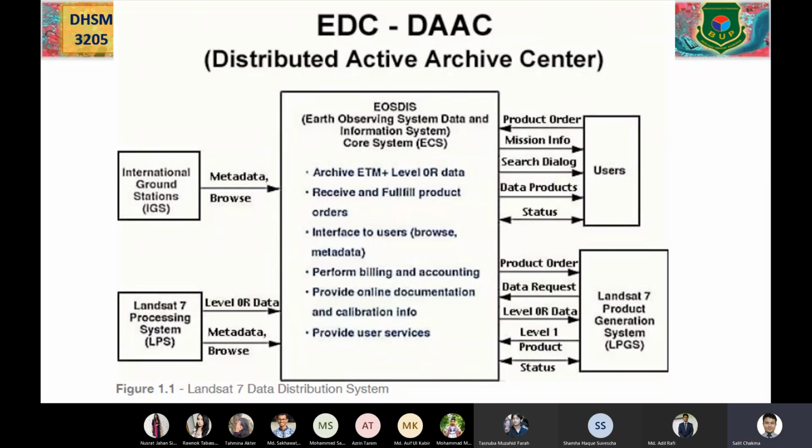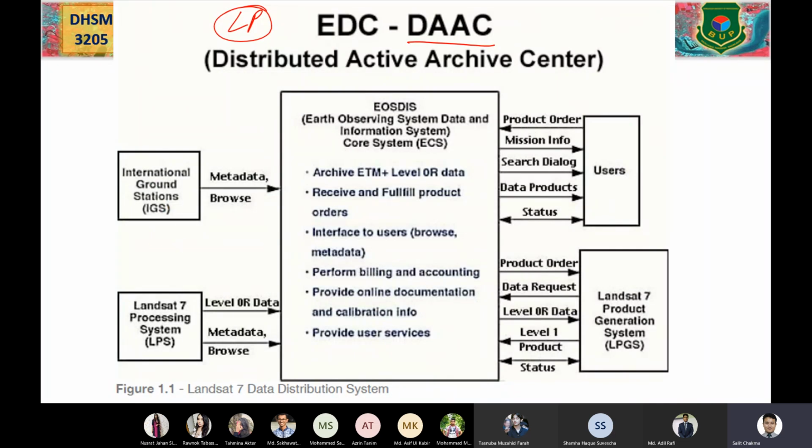Now, EDC DAAC. So DAAC is Distributed Active Archive Center. Most of the NASA facilities where they archive different data and distribute these archived data are named as DAAC. So there are EDC, LP, and so on. The first part of the name refers to the station, where it is located.